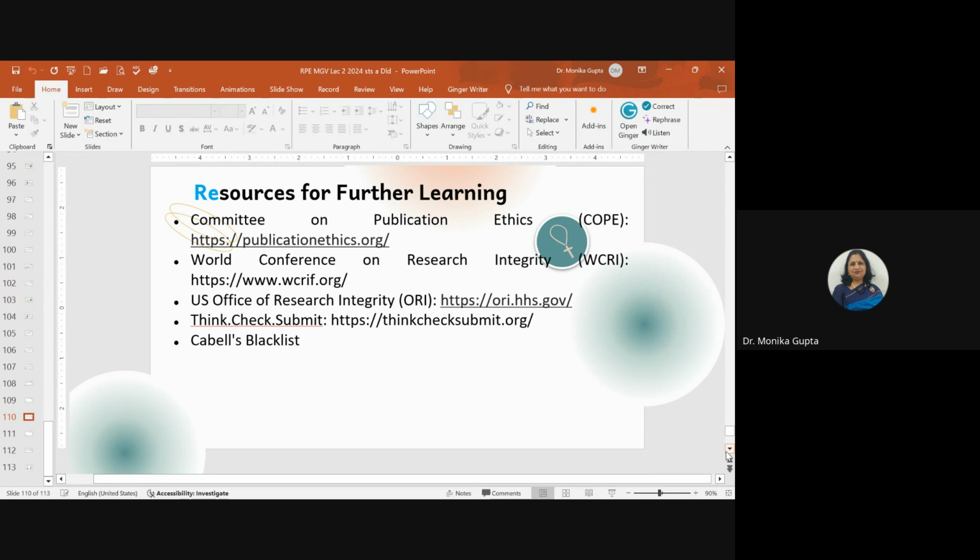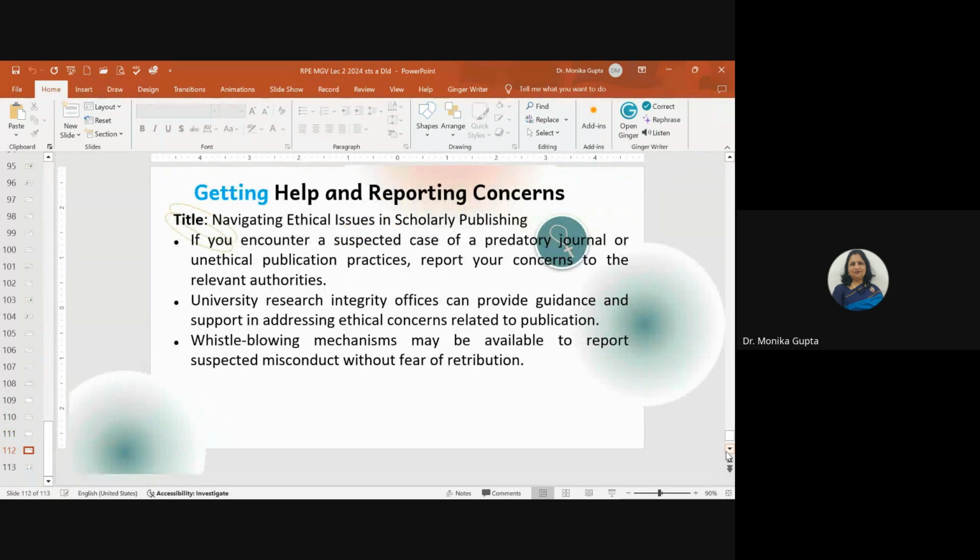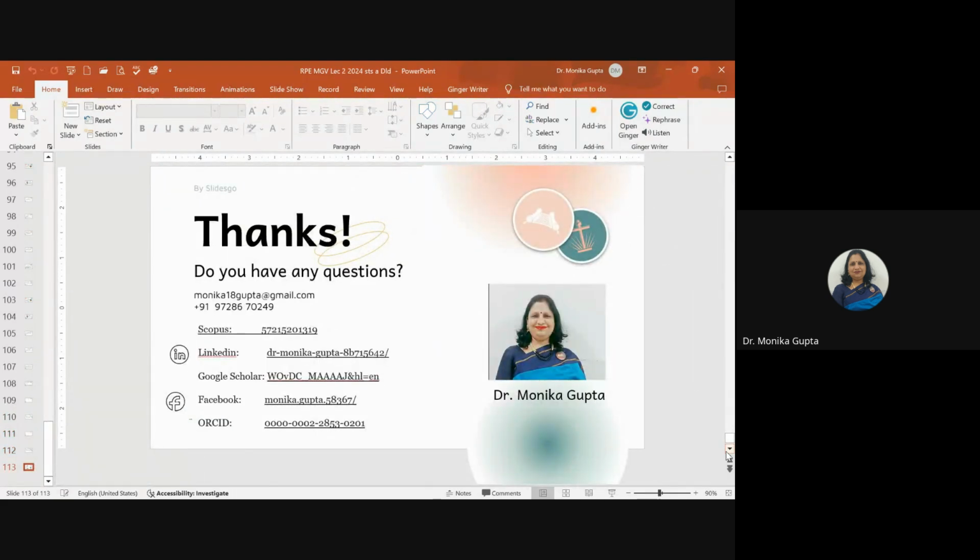So these are basically the main resources that I have referred to for making the session. Again, the website of COPE, that is Committee on Publication Ethics. Then WCRIF, that is World Conference on Research Integrity. And then the US Office of Research Integrity, that is ORI.HHS. And Think, Check, Submit. This is important. And then Cabell's Blacklist. So any queries you have, you can ask. You can share your feedback.